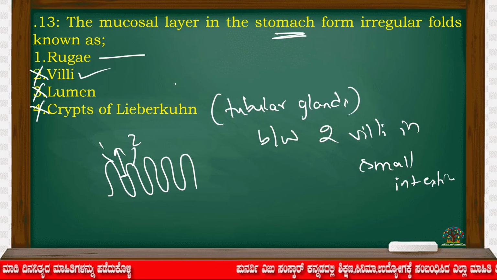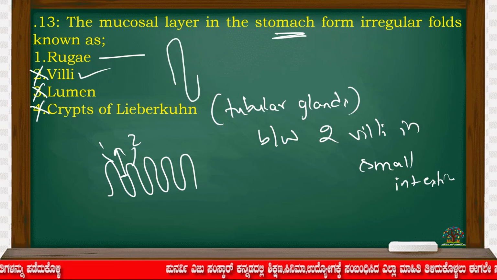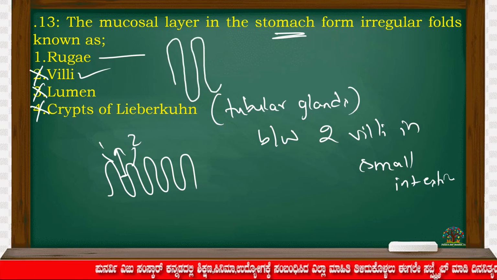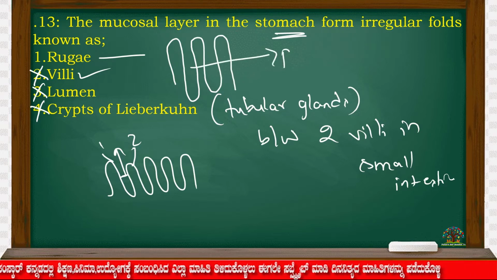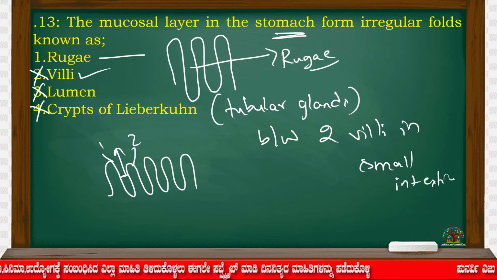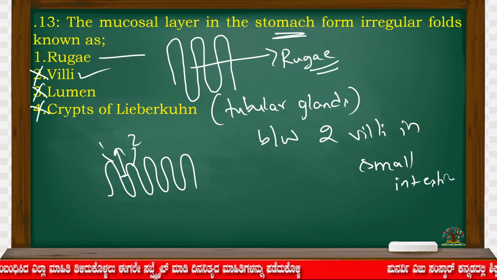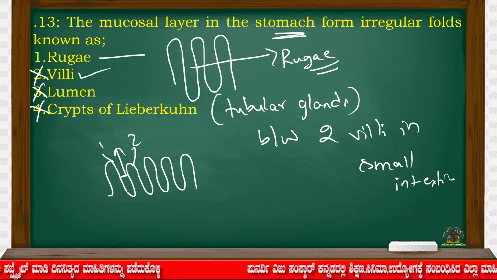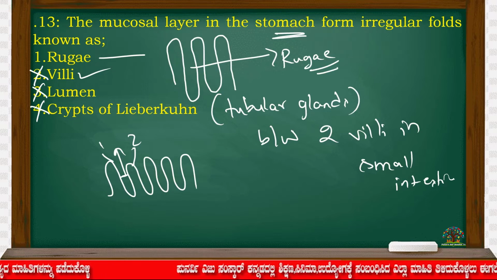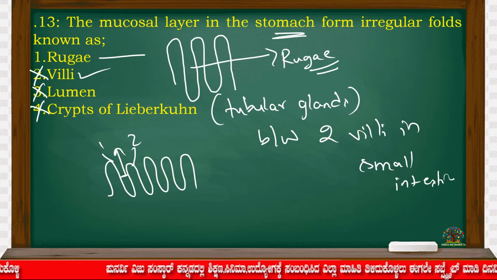So when you look at the cross section of the stomach, you will have large, steeper depressions, and these depressions are called rugae, and they are irregular in shape and irregularly folded. So the mucosal layer in the stomach that forms the irregular folds are rugae. Option number 1.